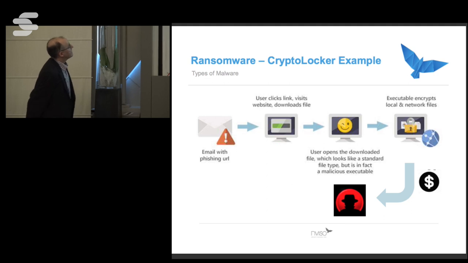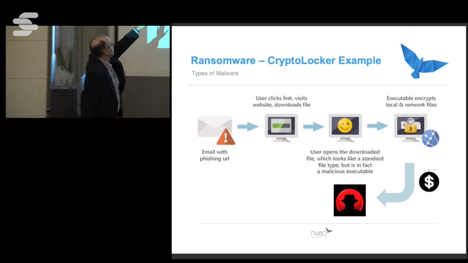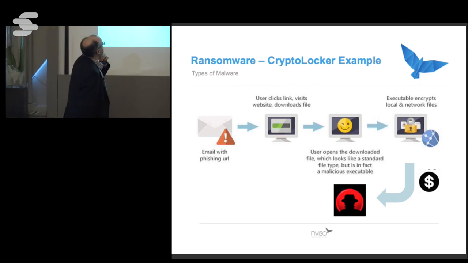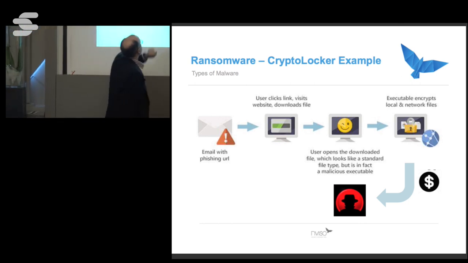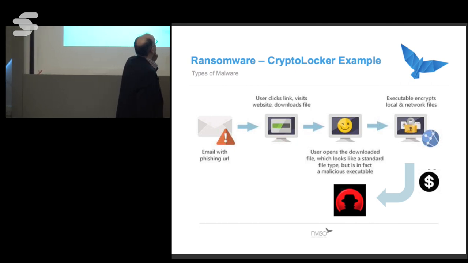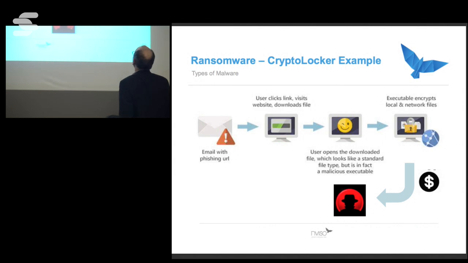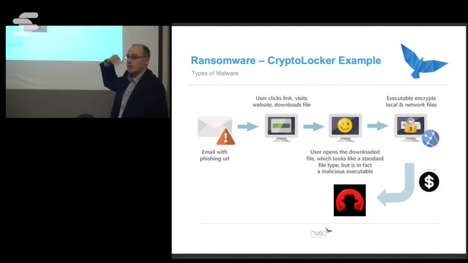So the CryptoLocker example. The user will receive an email, will click on a link, go to the website, which will then download the ransomware, and the ransomware will then encrypt local and network files. It can also be that it will encrypt your network files, so on network shares, find files and also encrypt them.